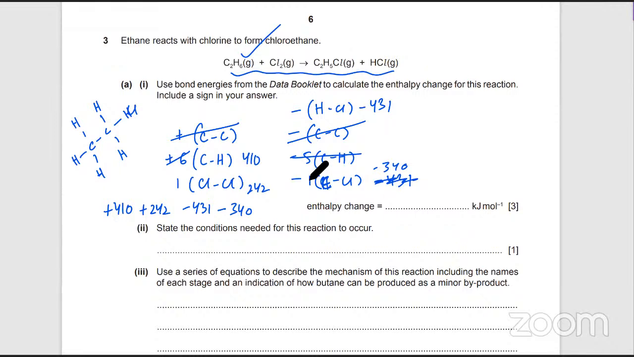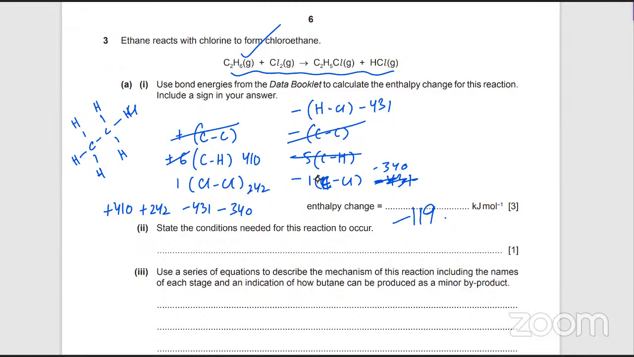अच्छा, क्या वैल्यू आ रही है? What do you get for this? Sir, minus 119. ठीक है, minus 119. State the conditions needed for this reaction to occur. ये कौन सा reaction है organic chemistry में? Which reaction is this? Sir, free radical substitution. ठीक है, this is free radical substitution.